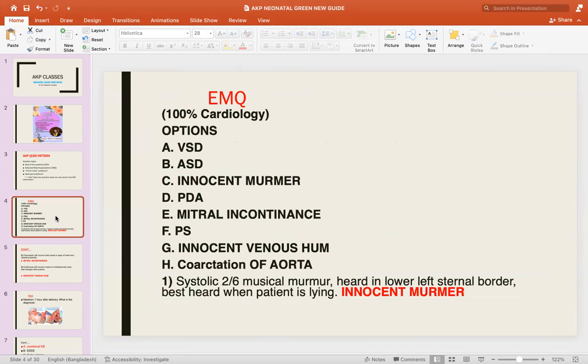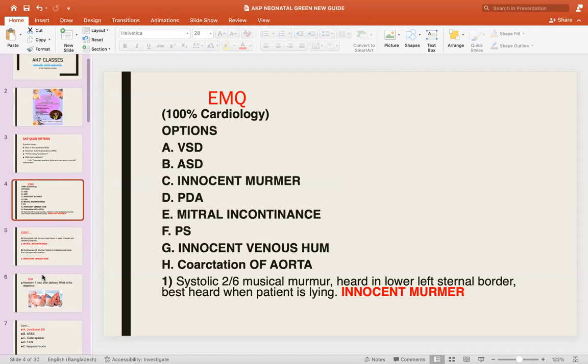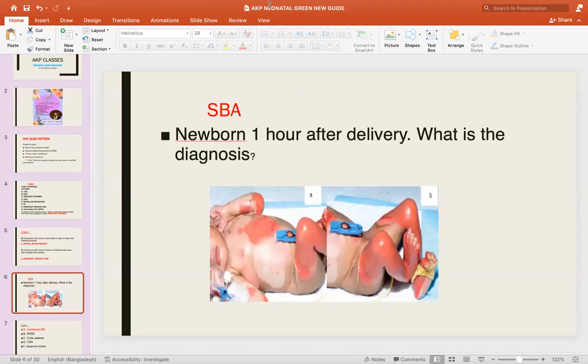We finish EMQ. Was it very difficult for you? No, it was not very difficult, right? Very easy question. There will be some 7, 8 types of answer, and there will be 3 questions. This is called extended matching question. Now come to the single best. What is single best answer?